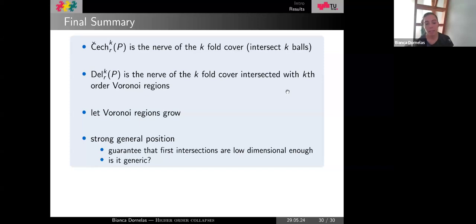For that, we got this idea of letting the Voronoi regions grow and tracing the changes according to the new intersections in the Voronoi regions. But for that, we wanted these intersections to be of low enough dimension. And we required this strong general position assumption, but we are not sure yet that it is really a generic assumption. So with that, I conclude, and thank you for your attention, and I'm super open for questions.